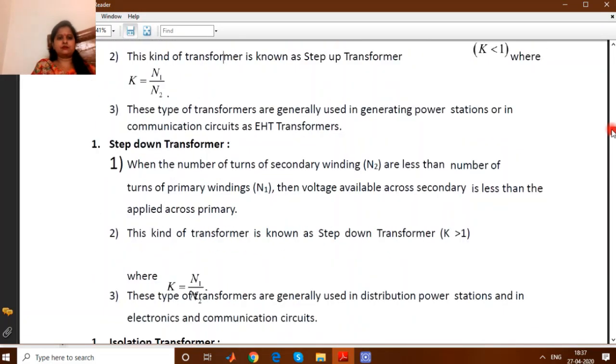Same for the step down transformer. If we want to reduce the voltage level, then we should reduce the number of turns in the secondary winding. So in a step down transformer, N2, the number of turns in the secondary winding, is less than the number of turns in the primary winding. So K, that is the turn ratio N1 upon N2, will be greater than 1 for a step down transformer. These transformers are used basically where we need to decrease the voltage level of our power supply.